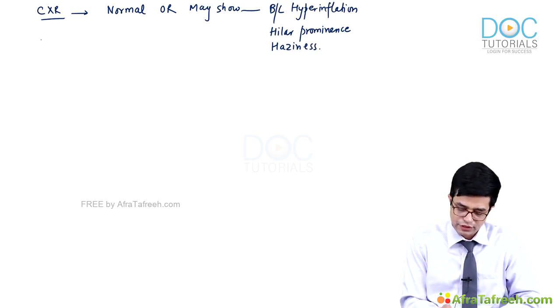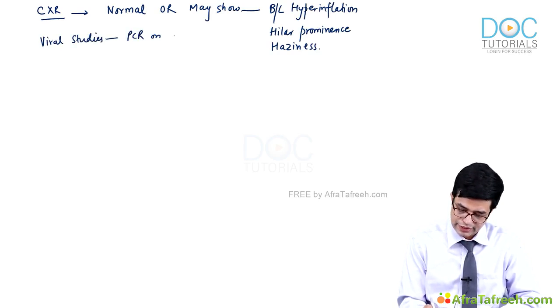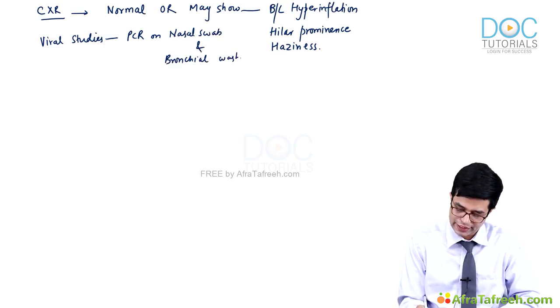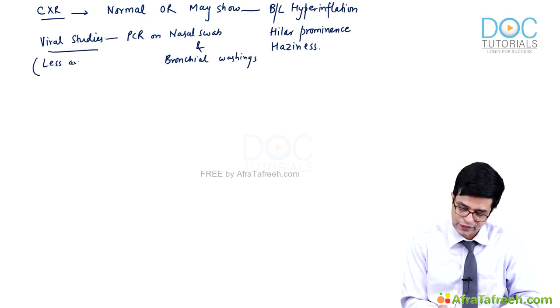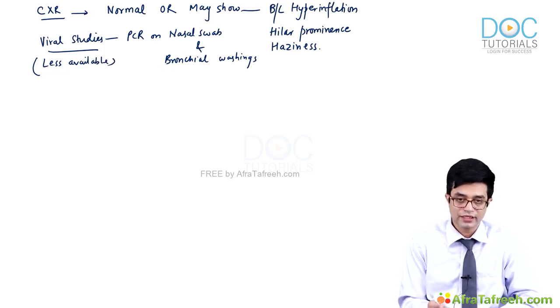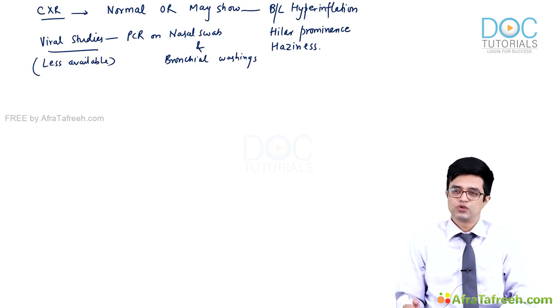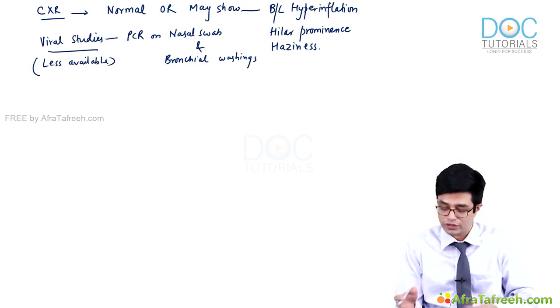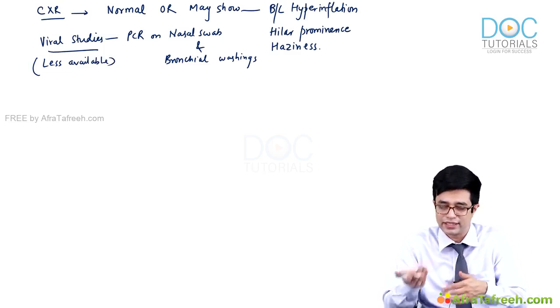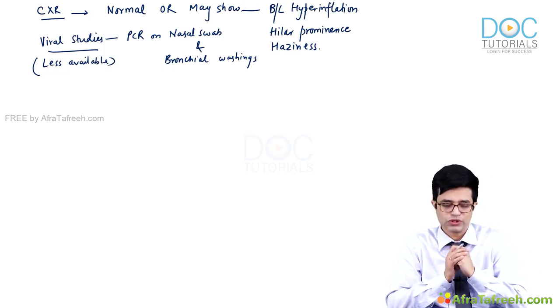Where available, viral studies including PCR on nasal swab and bronchial washings can identify the offending agent. However, these viral studies are less available, and in fact in real life setting we seldom do it unless it is a super high tertiary care center and cost is not a factor and the child is really sick and you want to look at the possible reason.